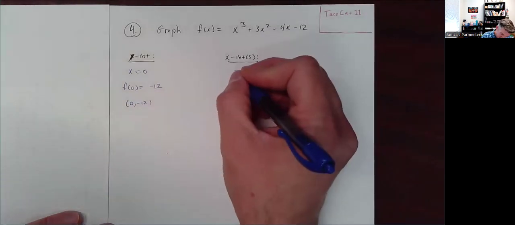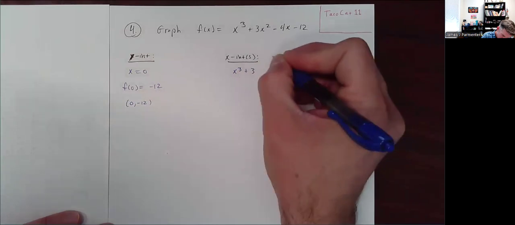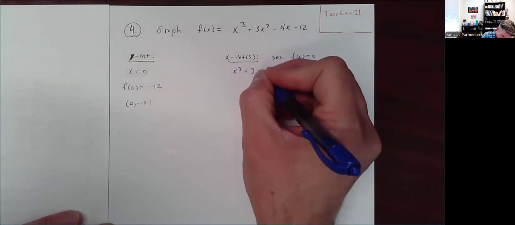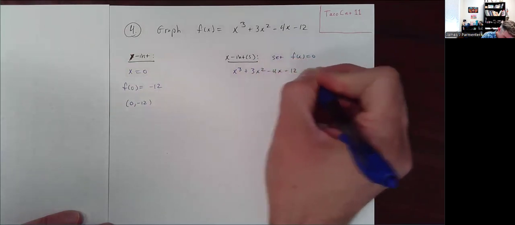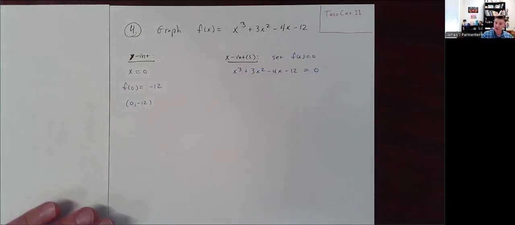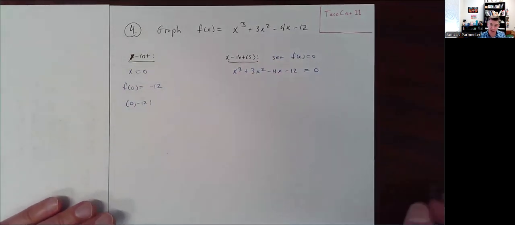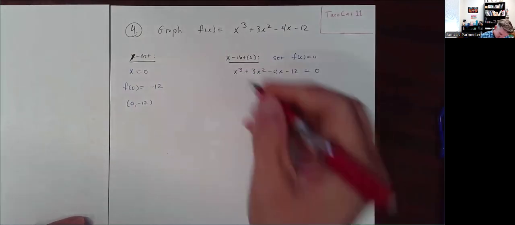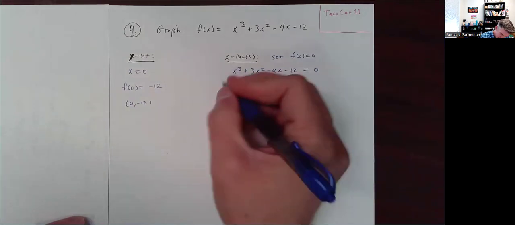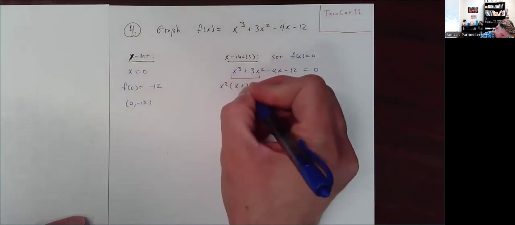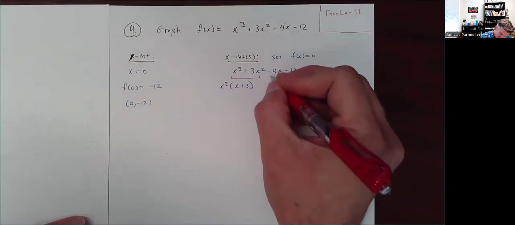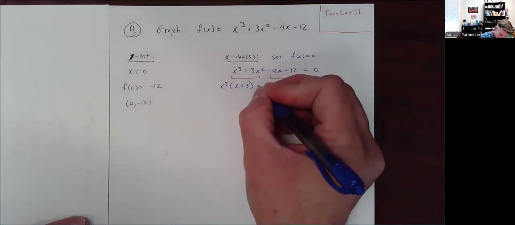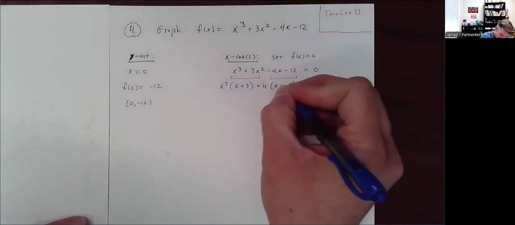The x-intercepts, we're going to set the whole thing equal to 0. So we're going to set f of x equal to 0. So this is x cubed plus 3x squared minus 4x minus 12. That's our f of x. It's equal to 0. This one requires a special kind of factoring. It's called factoring by grouping. So from these first two pieces, I can factor out an x squared. I'm left with x squared times x plus 3. From these second two pieces, I could factor out a 4 and be left with negative x minus 3, but I'm going to make the smarter choice and factor out a negative 4. So the remaining piece is also x plus 3.